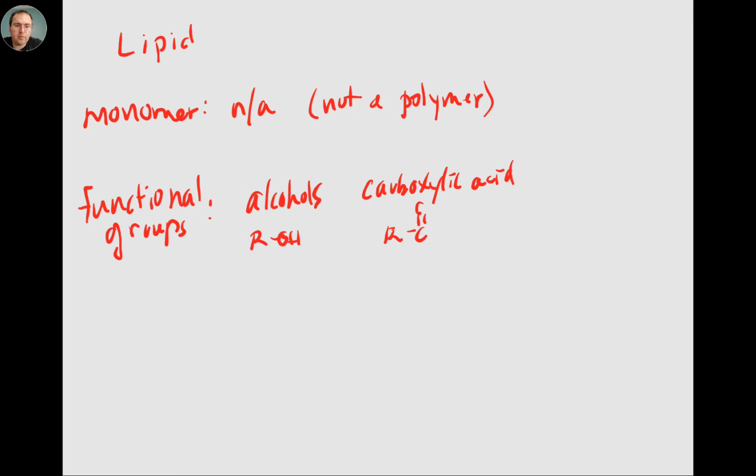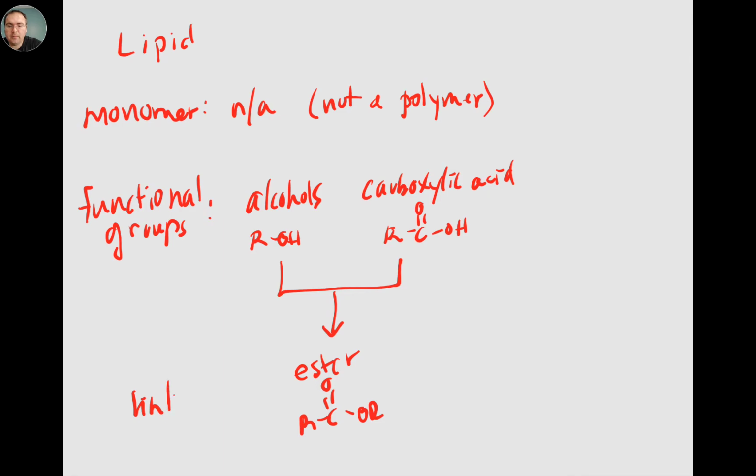So R-carbonyl OH. Put those two together, and you get an ester. An R-carbonyl OR. And that's the linkage. And luckily, they don't change it. They call it an ester before and after biochemistry versus organic chemistry, which is nice.